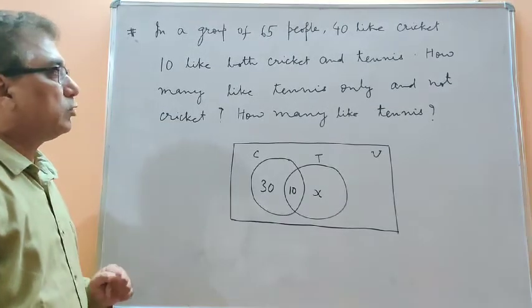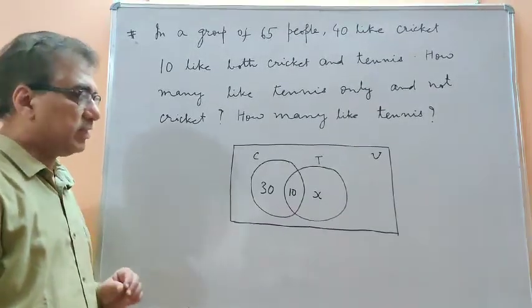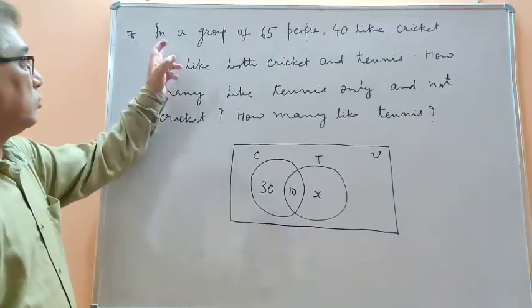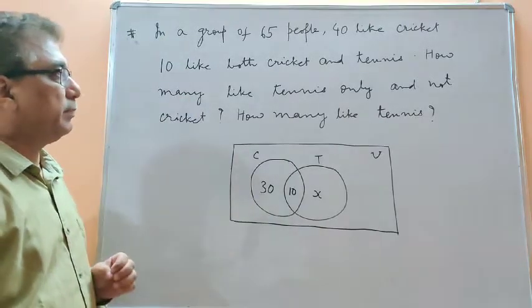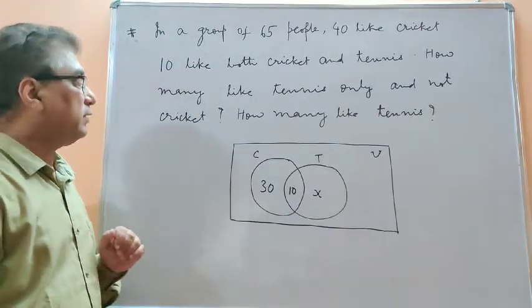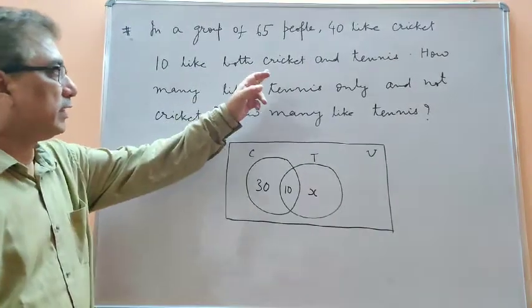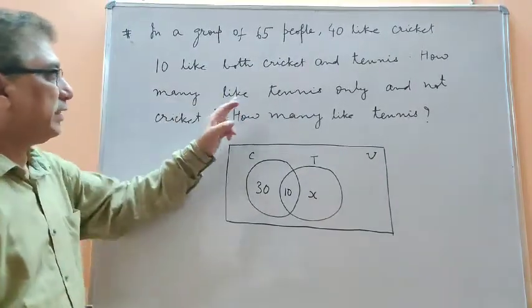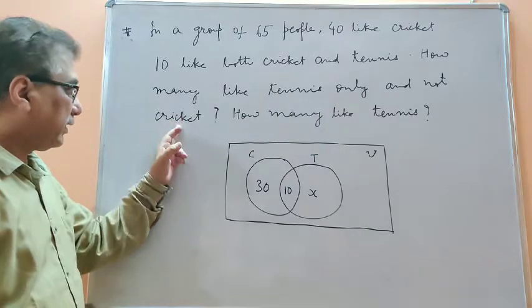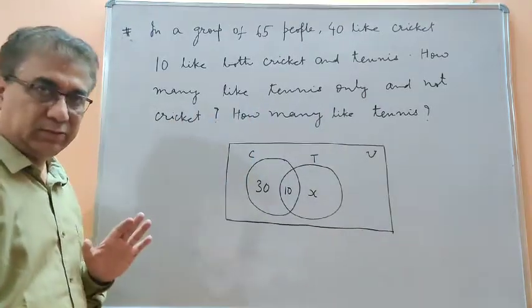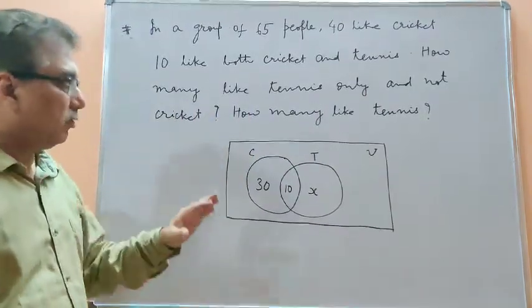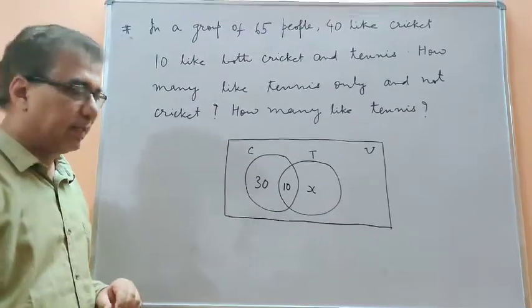I have taken one question based on two sets theory. The question reads, in a group of 65 people, 40 like cricket, 10 like both cricket and tennis. How many like tennis only and not cricket, and how many like tennis? So this can be solved very easily by Venn diagram.